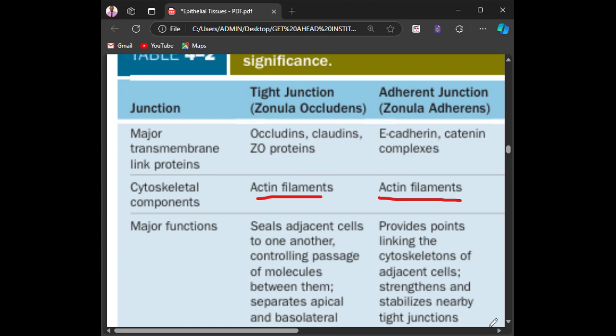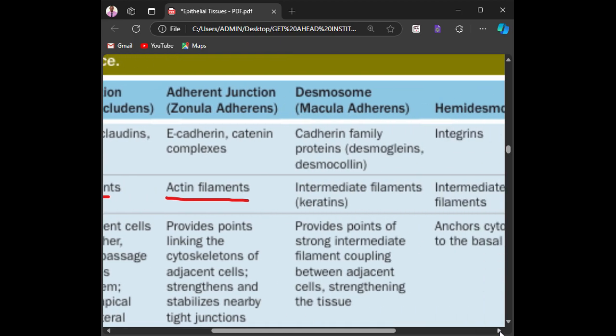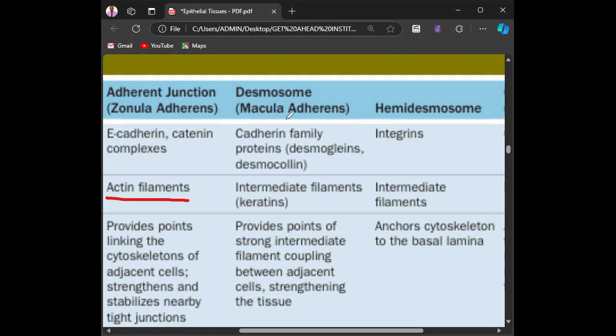Are we together? All right. So we also have desmosomes, which are also known as macula adherens. They contain proteins which belong to the cadherin family, and instead of actin filaments, they contain intermediate filaments. Their major function is to provide points of strong intermediate filament coupling between adjacent cells and strengthening the tissues.